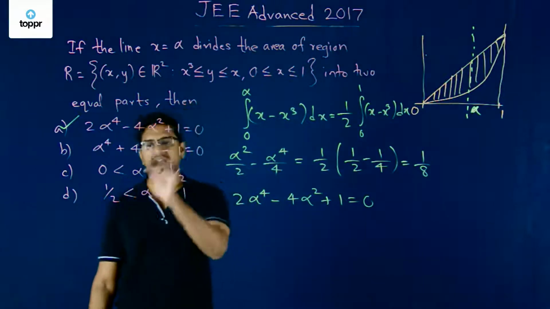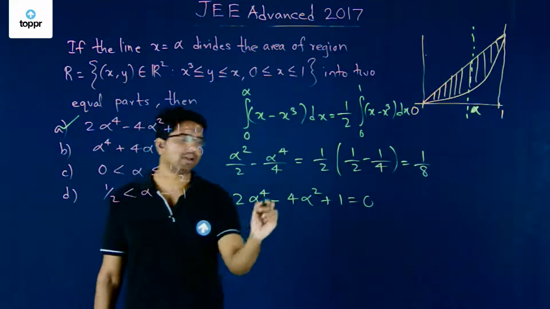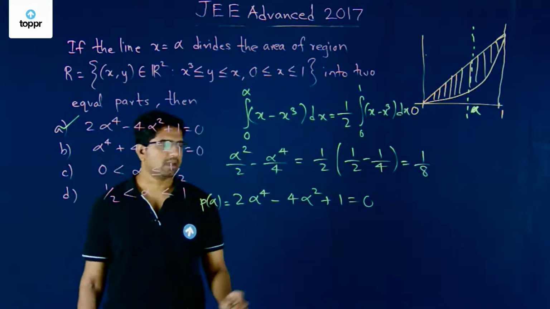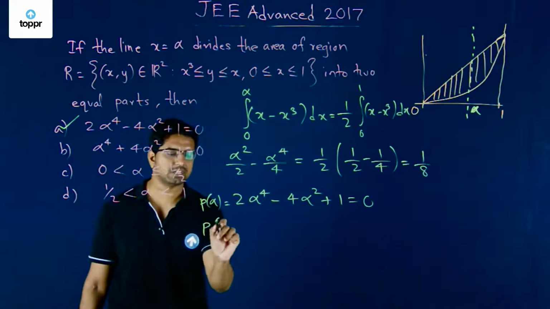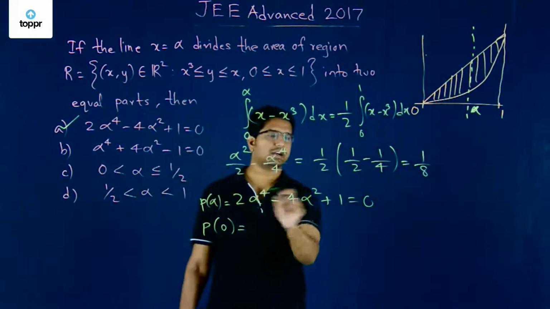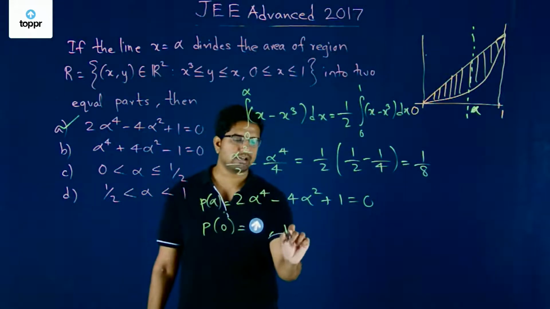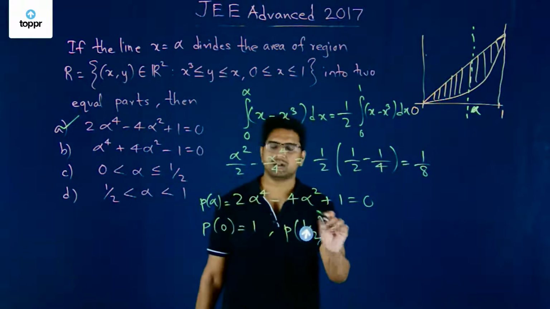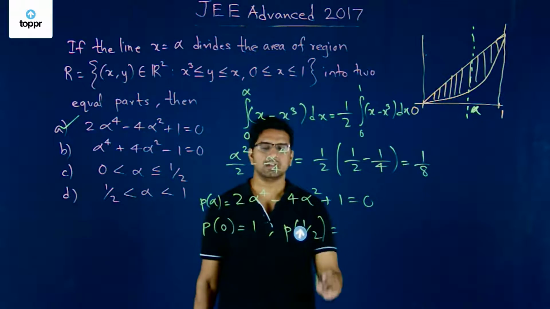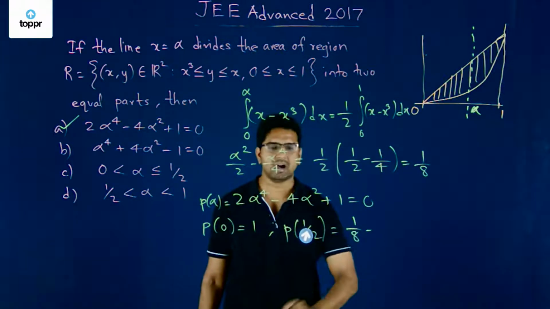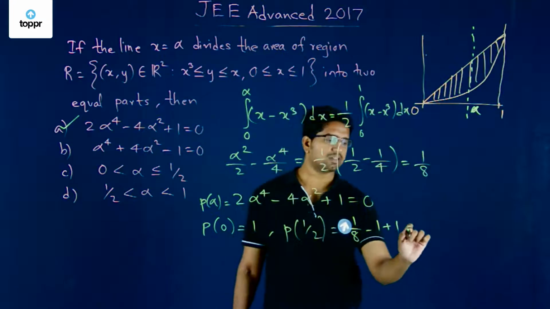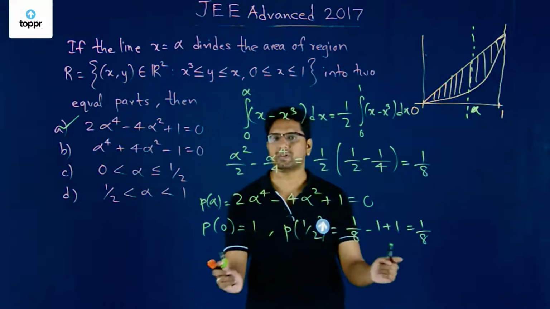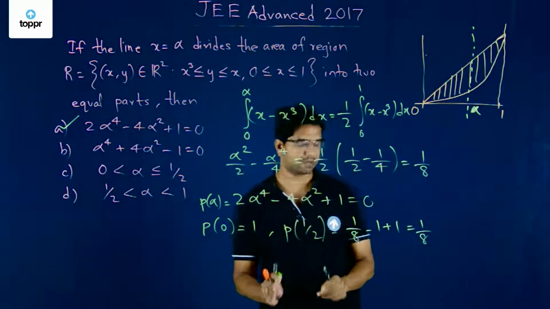So let us plug in the values of 0, half and 1 in this particular expression. Let's call this p of alpha. Now if you put p of 0, then it's clear that the value is equal to 1. Now let's put p of half. Then this becomes 1 by 8 minus 1 plus 1, so it is equal to 1 by 8. Here you can clearly see that p of 0 and p of half both are positive, and hence we cannot make use of the intermediate value property.